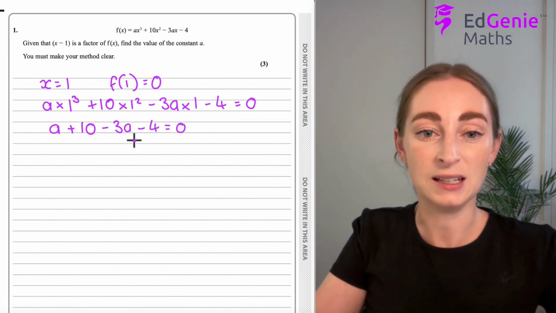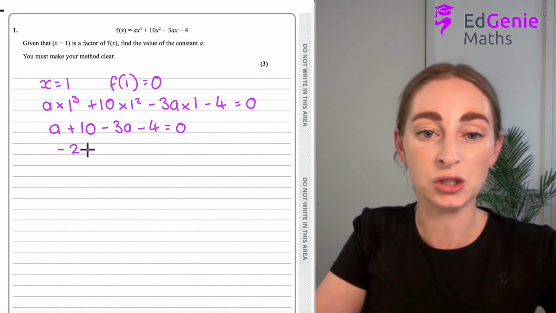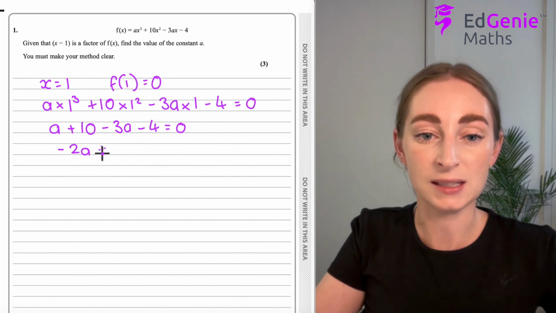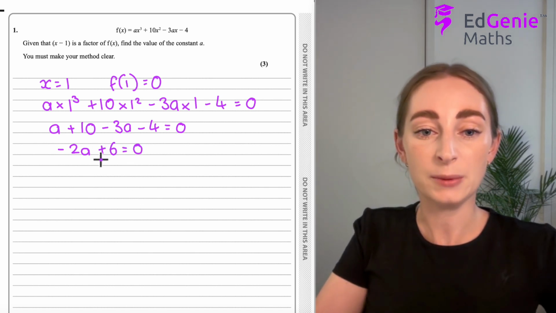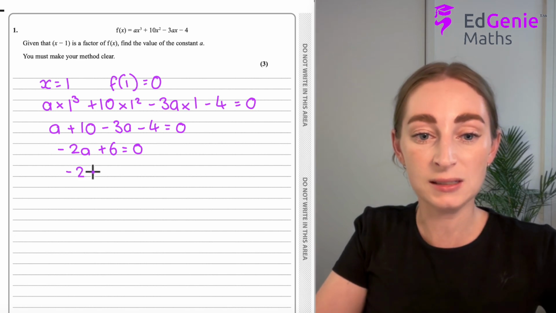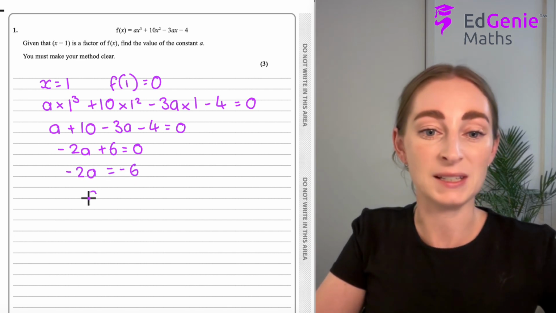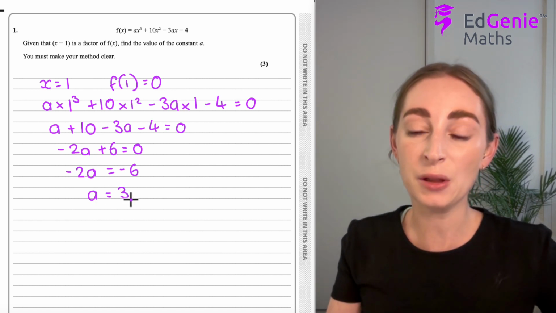Simplify this again. So a minus 3a is going to be minus 2a. 10 minus 4 is going to be 6. Now we can take away 6 from both sides. Divide both sides by -2, and we are left with a equals 3.